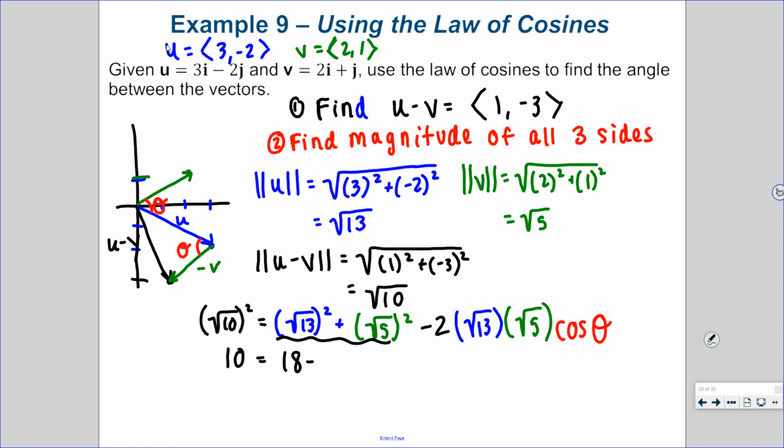This is 130 cosine theta. How do you get 130 out of that? Magic. This times this, the radicals will cancel out, so you do 2 times 13 times 5. Is that not 130? It probably is. Wait, so the radicals cancel out? If you do 13 times 5 first, I thought you had to multiply underneath the radical, and then it'd be whatever 13 times 5 is.